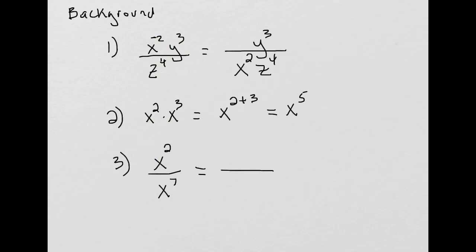To know how many x's I have left over, I'm going to subtract. So I'm going to take 7 minus 2, which is 5. So I'm left with x to the fifth on the bottom. On the top, I'm just left with a 1 there.